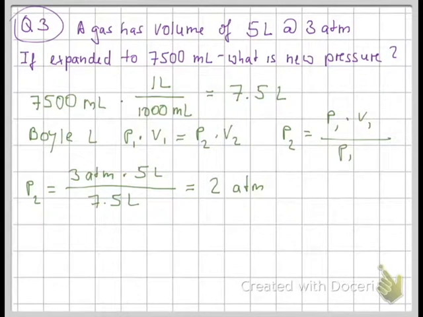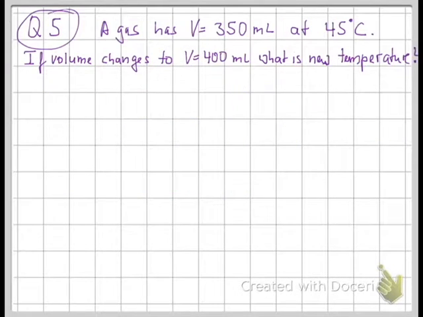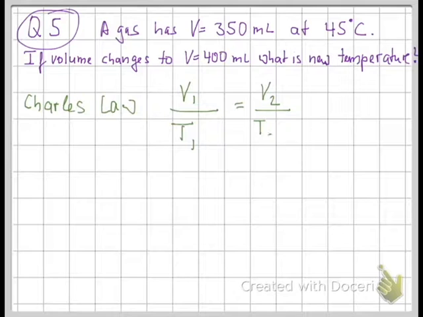All right, on to the next slide. Question 5. Now we have something different. This relates volume to temperature. And the law that deals with volume and temperature is Charles's law. And as you increase the temperature, that will increase the volume. Alright, so V1 over T1 is the same as V2 over T2.